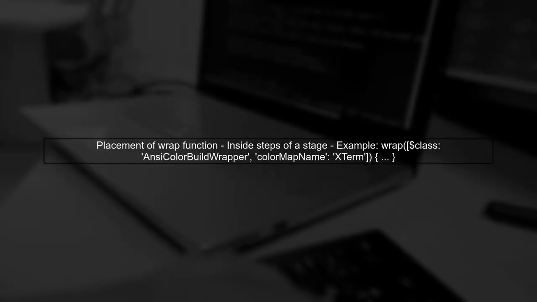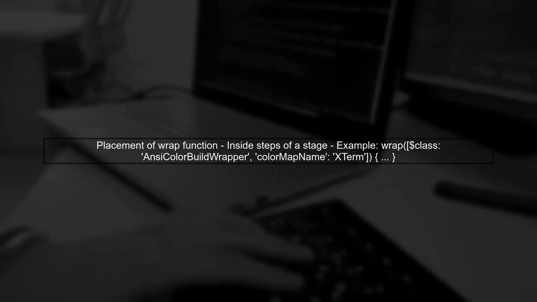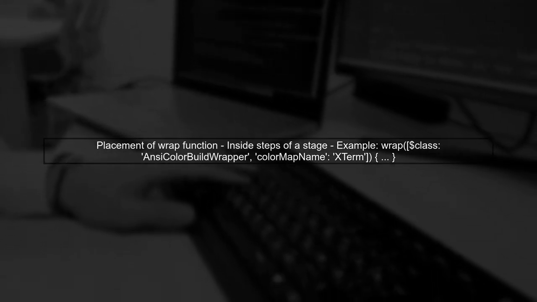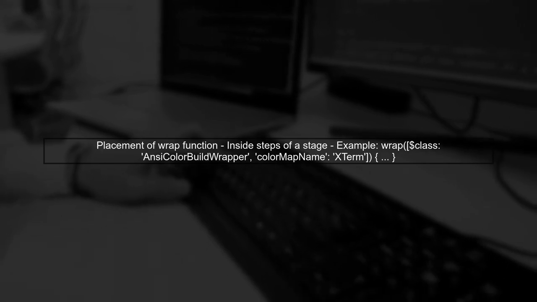Now, let's get started. To integrate the AnsiColor plugin into your Jenkins pipeline, you need to wrap the commands that produce AnsiColored output. This is done using the wrap function. In your Jenkins file, you can place the wrap function inside the steps of a stage. This allows you to apply the color formatting to specific commands.